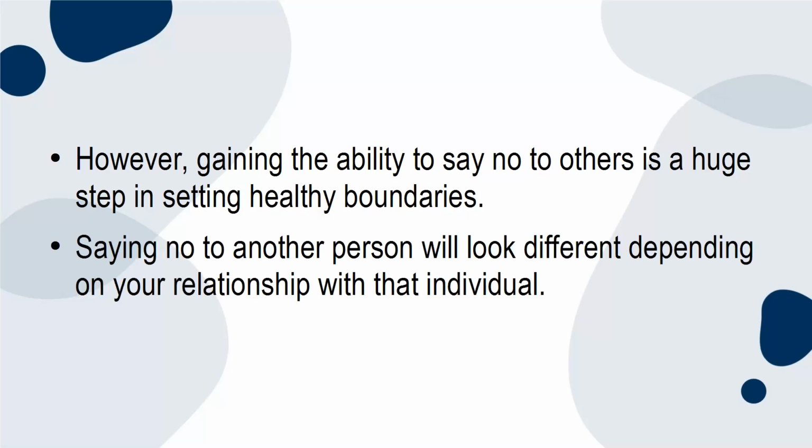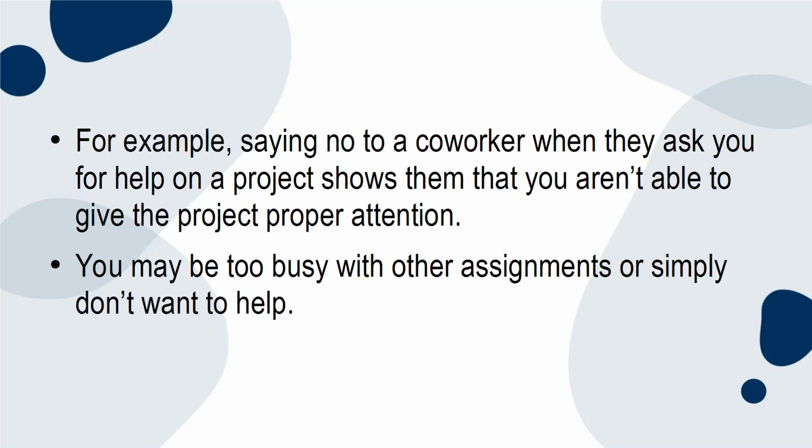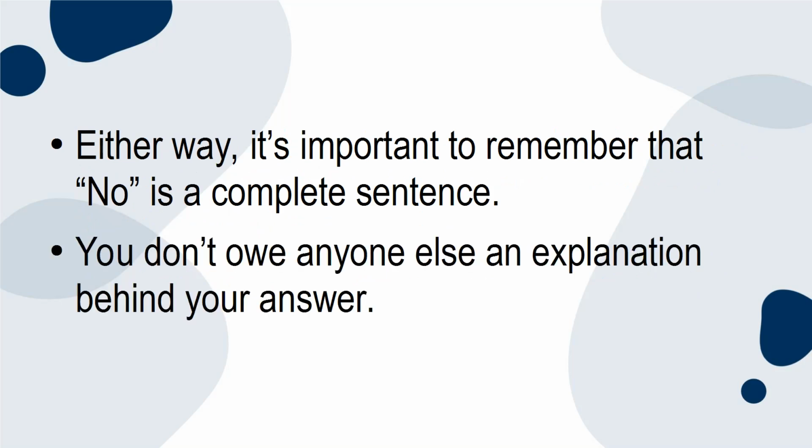Saying no to another person will look different depending on your relationship with that individual. For example, saying no to a co-worker when they ask you for help on a project shows them that you aren't able to give the project proper attention. You may be too busy with other assignments or simply don't want to help. Either way, it's important to remember that no is a complete sentence. You don't owe anyone else an explanation behind your answer.